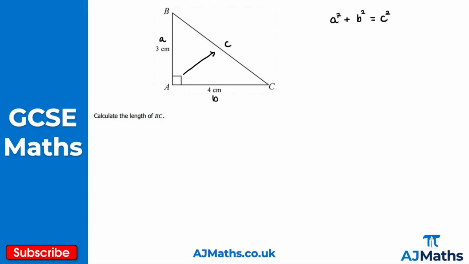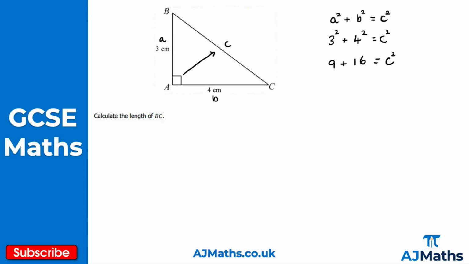So therefore, A squared, so that's going to be 3 squared, plus B squared, so if B is 4, that's going to be 4 squared. That's equal to C squared. What I want to do here now is simplify this left-hand side. So 3 squared is 9. 4 squared is 16. So 9 plus 16, and that's equal to C squared.